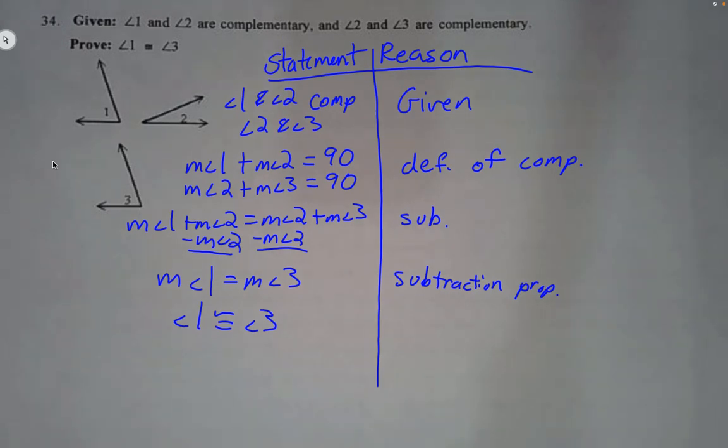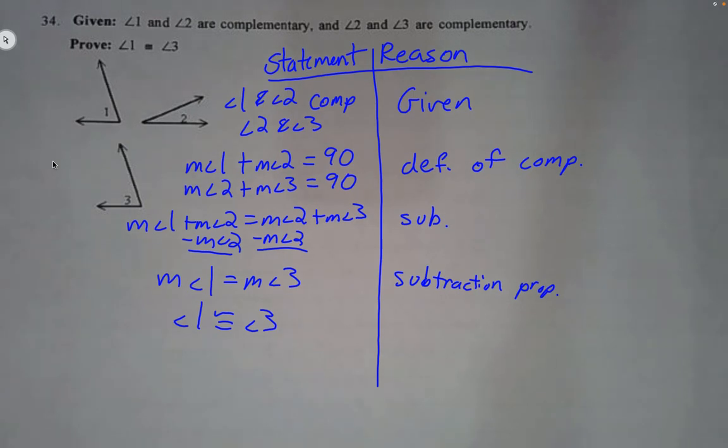If you just know angle 1 equals angle 2 and angle 2 is equal to angle 3, then angle 1 and 3 are equal. But angle 1 and 2 aren't equal. Angle 1 and 2 are complementary. They add to 90. 2 and 3 add to 90. Just listen. So now we're proving that 1 and 3 are equal. None of the others are equal.